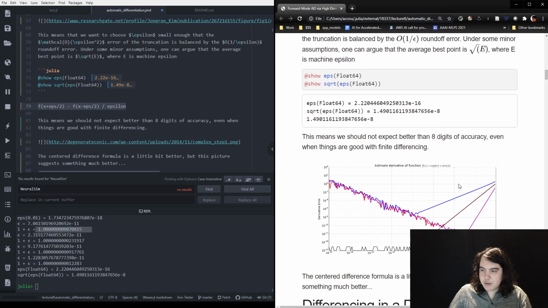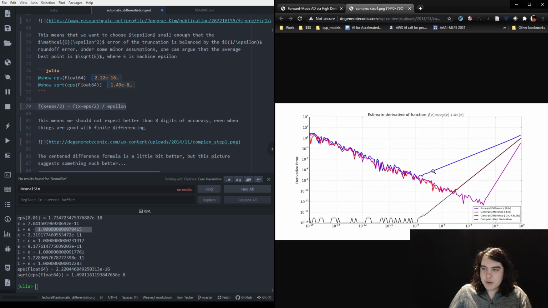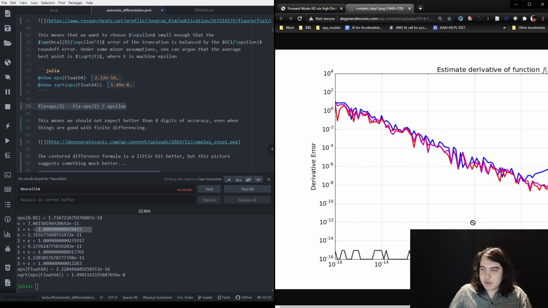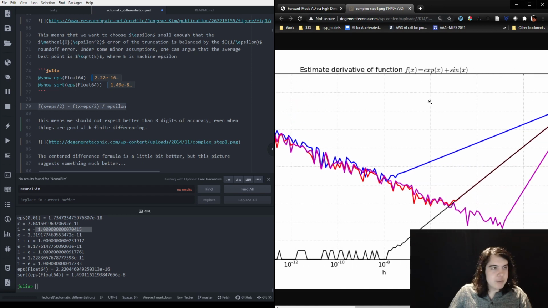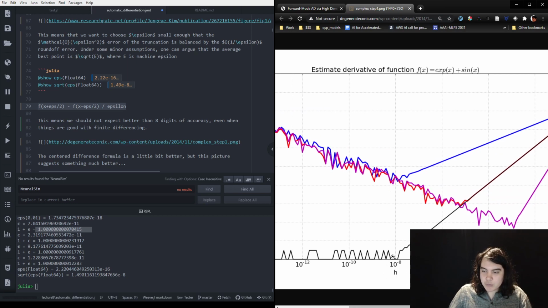So what this is saying is it's differentiating the function f of x equals x plus sine of x, just an example function. And right around 1e minus 8, which is the square root of the floating point epsilon for floating point numbers, this is our theory, that's going to be the best spot, and there you go. There it is, the best spot for the forward difference method.